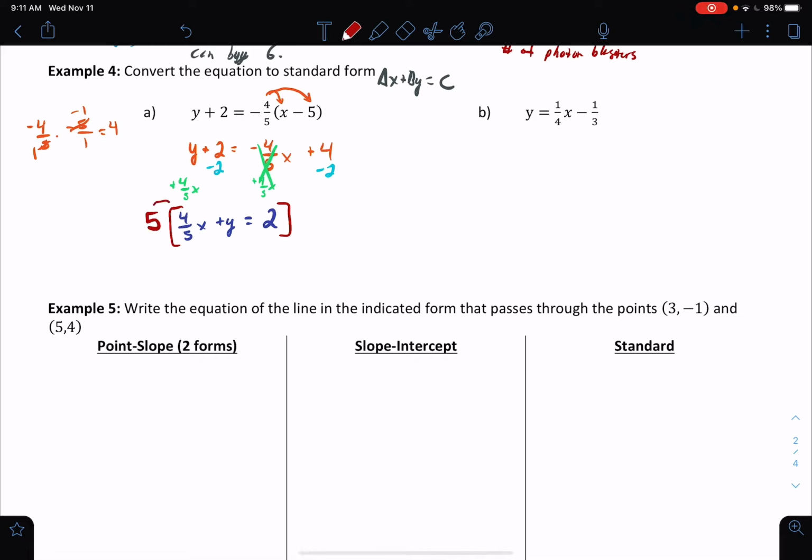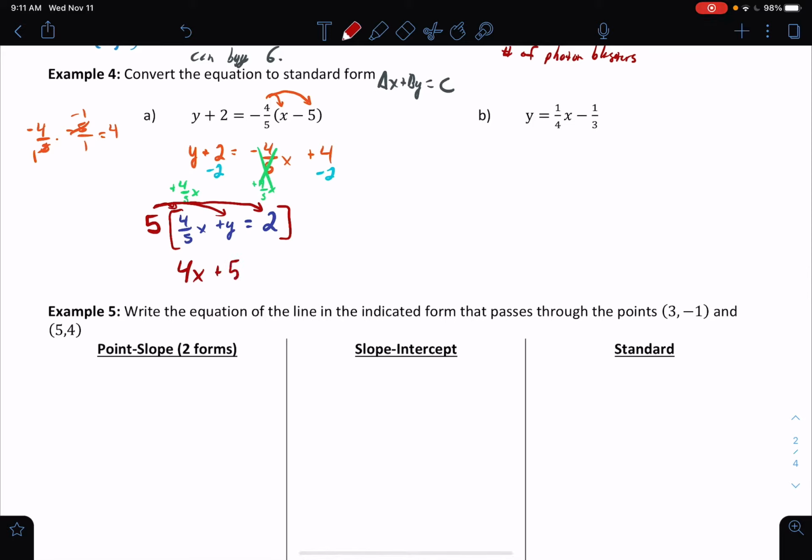All right, so then I need to distribute this 5 to everything in my equation. So 5 times 4/5, that's just going to give me 4. So I got 4x. 5 times y is going to give me 5y. And then 5 times 2 is going to give me 10. So this equation in standard form, in simplest standard form, is 4x plus 5y equals 10.